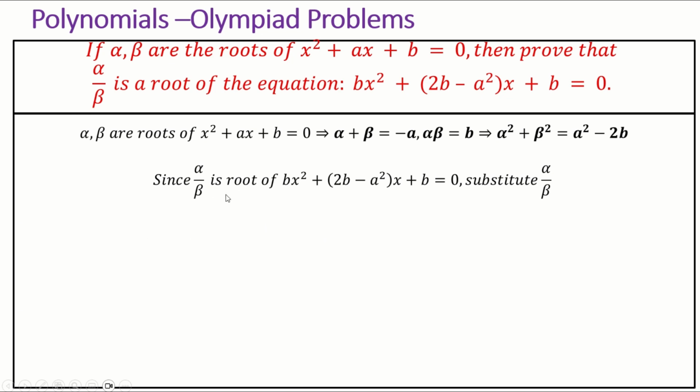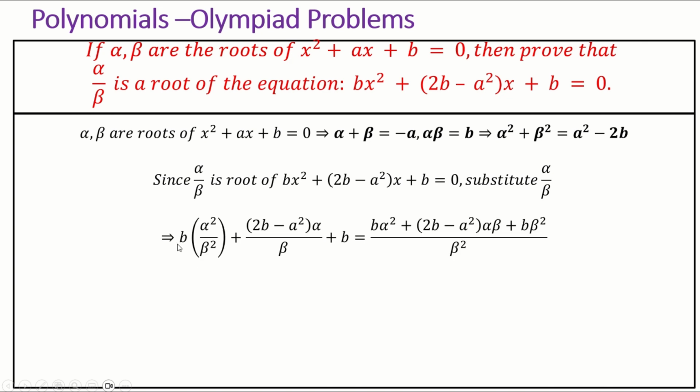Since alpha by beta is a root of this expression, substitute it. If you substitute, what you will get is b into alpha square by beta square, plus 2b minus a square, by alpha by beta, plus b. Which is equal to, beta square is the common LCM. Then b alpha square plus 2b minus a square into alpha beta plus b beta square.